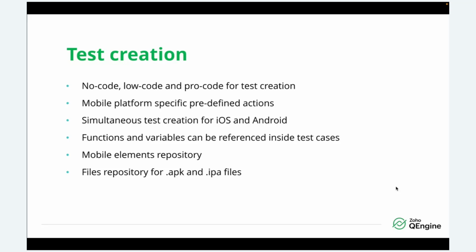And there are multiple repositories, including the mobile elements repository. What happens is every time a test case is created and a mobile UI element is added, all the different locators that are available for that particular UI element are added to the repository. And finally, there is the files repository wherein you can access .apk files and .ipa files. You can store all of your own application files within this repository for you to test them later on.